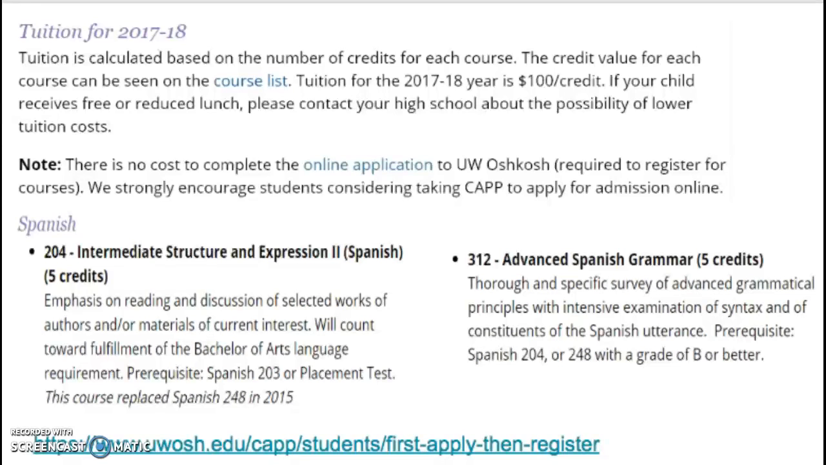If students qualify for free and reduced lunch at their high school, there's a possibility you can get a lower tuition rate of $225 for 5 credits for the 2018-19 school year. So you would have to fill out the paperwork at your high school and see if you qualify. The students pay the high school, and then the University of Wisconsin Oshkosh bills the high school later on in the school year.